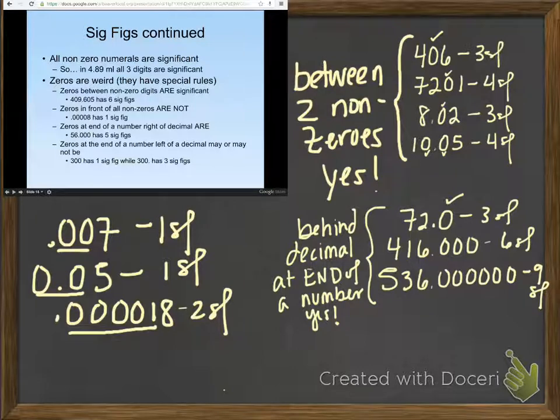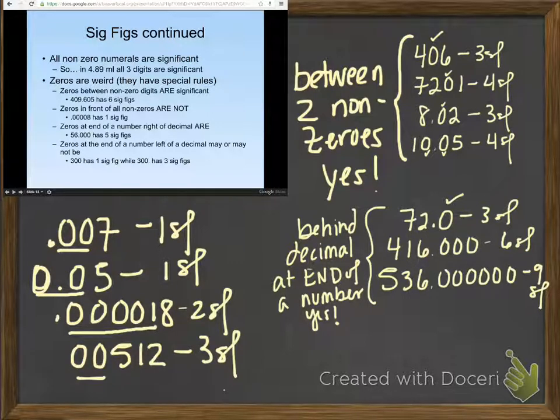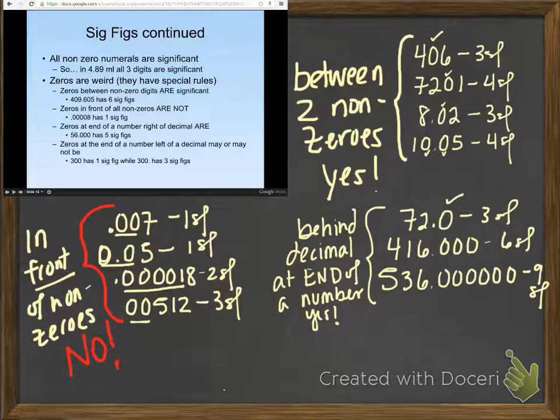Notice that it doesn't matter if we show a leading zero or not. In either case, this is a number that's out in front of non-zeros and therefore it's not significant. It would be like if we wrote the number 512 with 2 extra zeros in front of it. We know these don't mean anything, they're placeholders. That number has 3 sig figs. So that's the case where zeros are never significant, if they're in front of non-zeros.